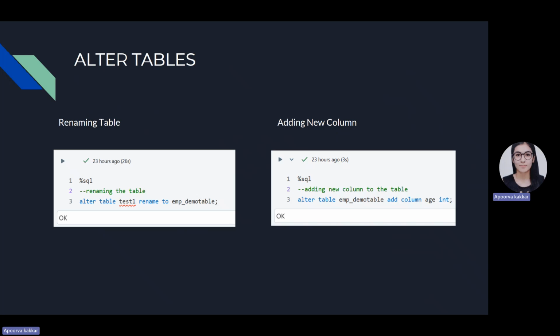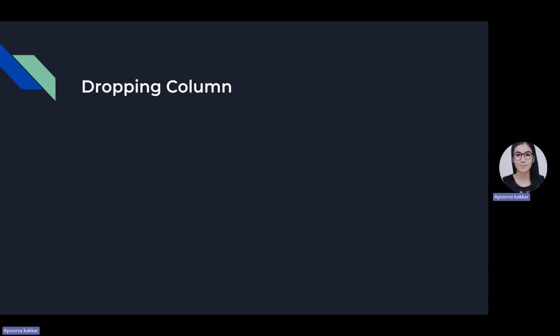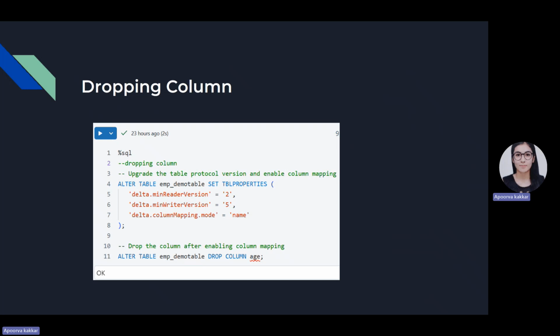So how will I do so? By writing ALTER TABLE, the name of the table, which is now employee demo table, ADD COLUMN, the name of the column, that is age, and the data type integer, and ending it with a semicolon. Then I can drop this column by writing ALTER TABLE, the name of the table, employee demo table, DROP COLUMN age, which is the name of the column, and ending it with a semicolon. There was some issue with this code because of the version of the table properties, which I have set accordingly. This may or may not be the case with other people.